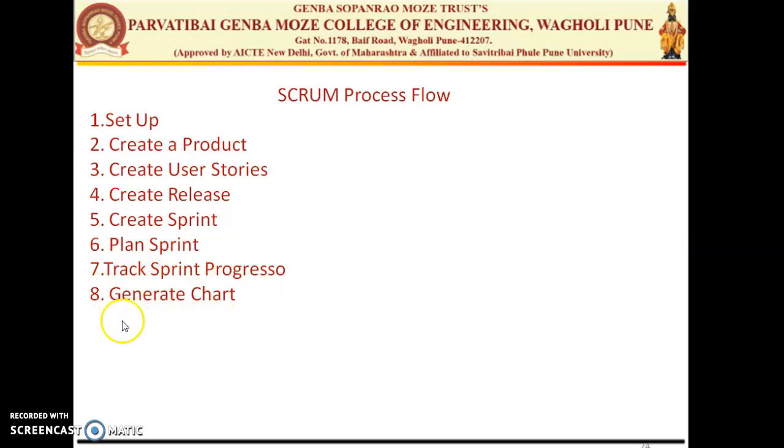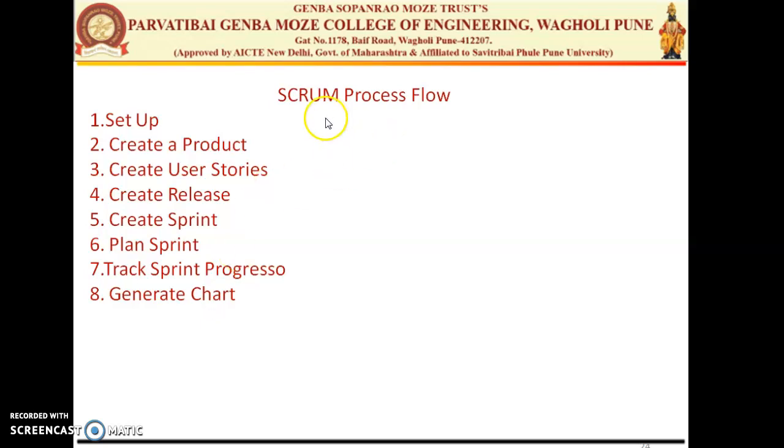Then the last one is generate chart. There are a number of charts used under Scrum to see the progress of your development process. One of the charts is the burn down chart, which compares whatever progress is there with whatever progress we have planned for the particular phase. So there are different charts used under Scrum. The last step is to generate a chart to show how much work is completed, or to analyze what work we have completed and what we have planned. That will give you the actual progress of your software development.